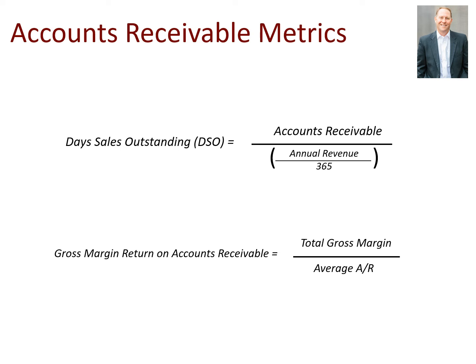What we're looking at here, what this number is telling us, is how well we're using credit that we extend to our customers, which turns into accounts receivable, how well we're using that investment to generate gross margin dollars.